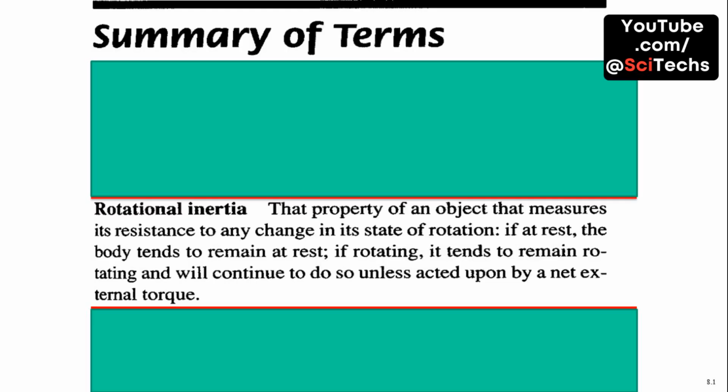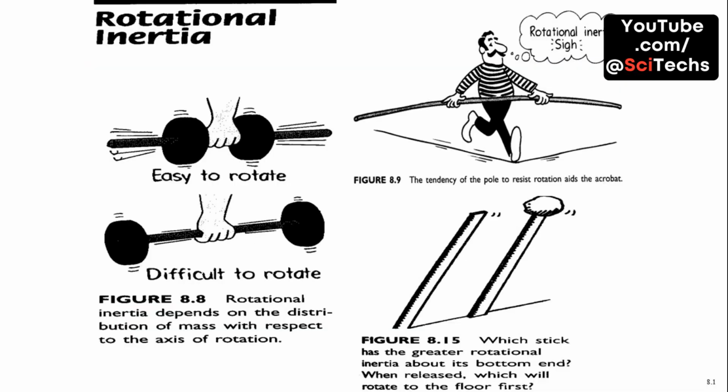Rotational inertia is the property of an object that measures its resistance to any change in its state of rotation. If at rest, the body tends to remain at rest. If rotating, it tends to remain rotating unless acted upon by a net external torque. Rotational inertia depends on the distribution of mass with respect to the axis of rotation.